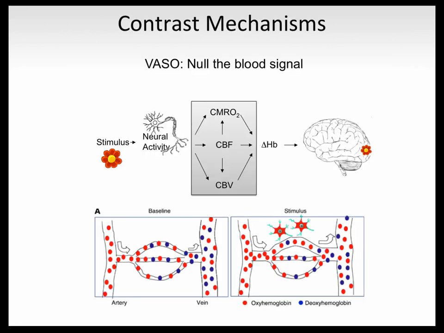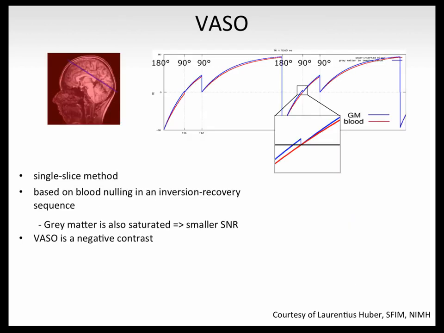Okay, so another way of maybe increasing the specificity of your signal, if blood is the problem, because blood is draining into the draining veins, why don't you just null the blood signal? And this technique is called the vascular space occupancy technique, or VASO. Laurentius really likes this technique. He's sitting there. You can go and ask him questions about this later. I actually got his slides from him.